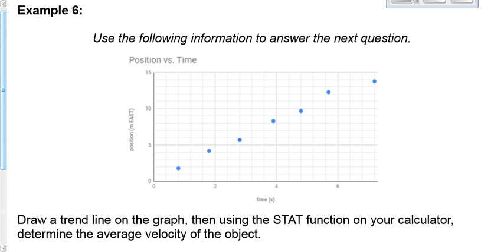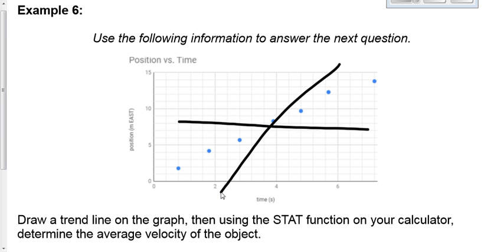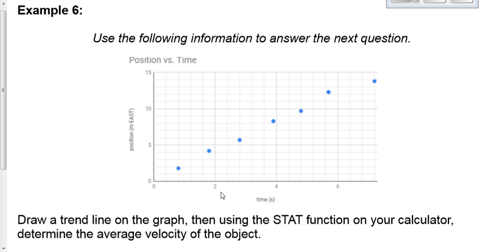To draw a trend line, what you want to do is take a ruler. Ideally, it's a clear ruler, but it doesn't have to be, or any straight edge really for that matter, and draw a line that approximates those data points. This line does not approximate those data points, nor does this one. This one that I'm about to draw is better, but it's not quite right. It's not approximating these data points as well as, say, this one is.